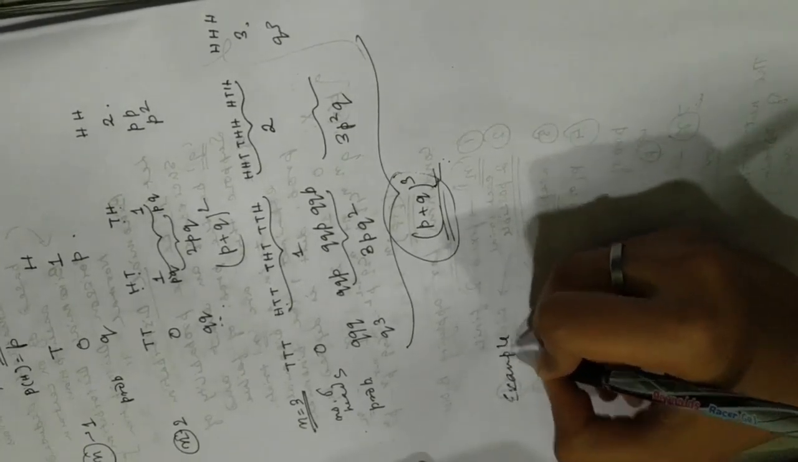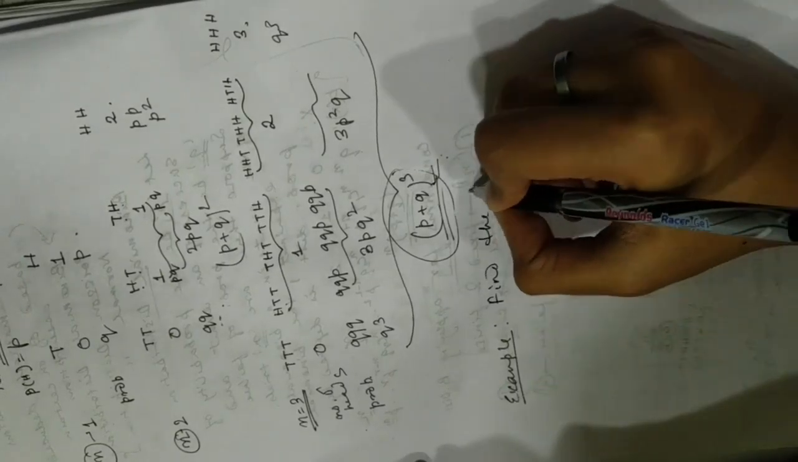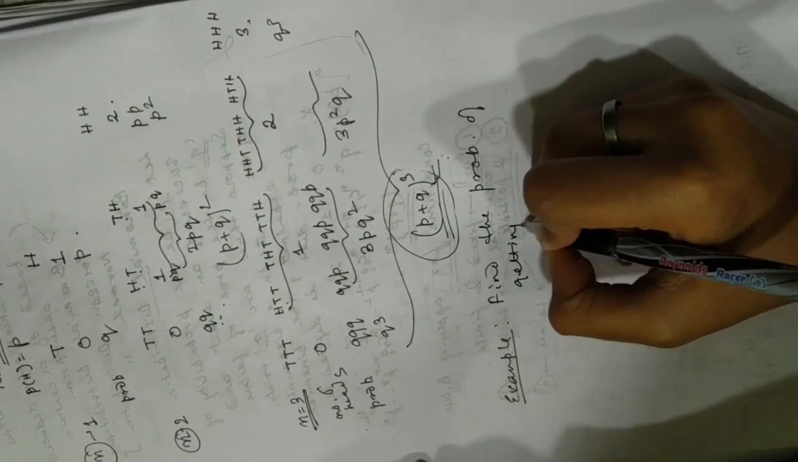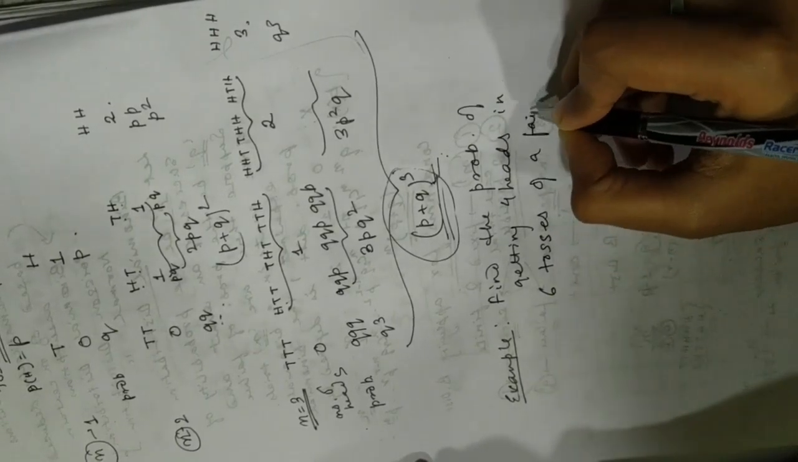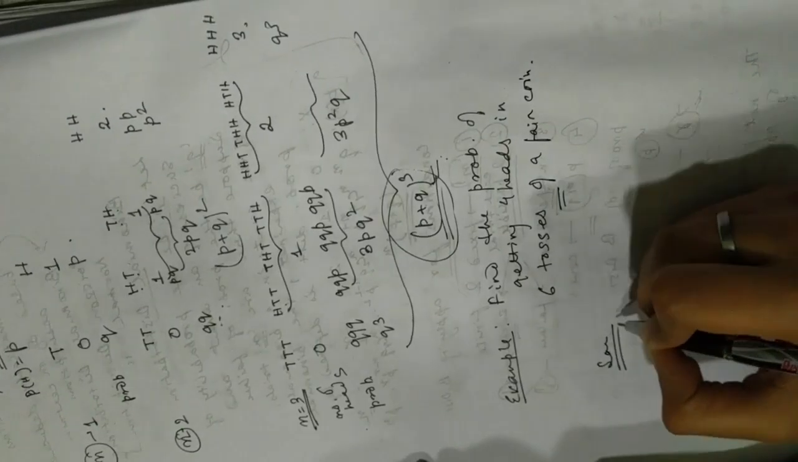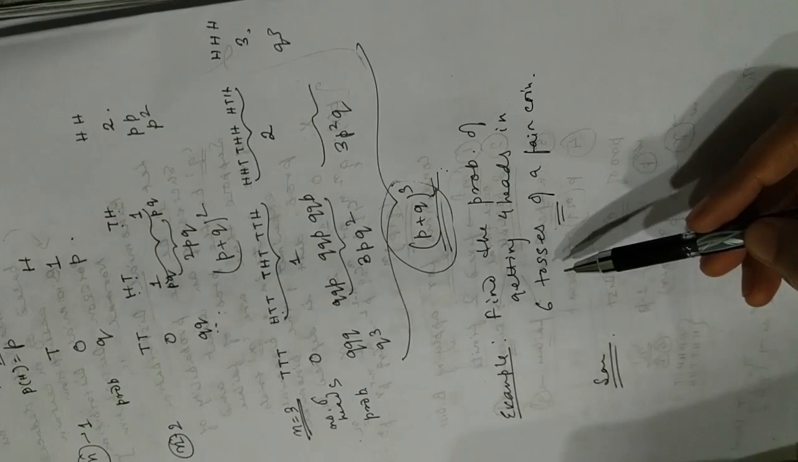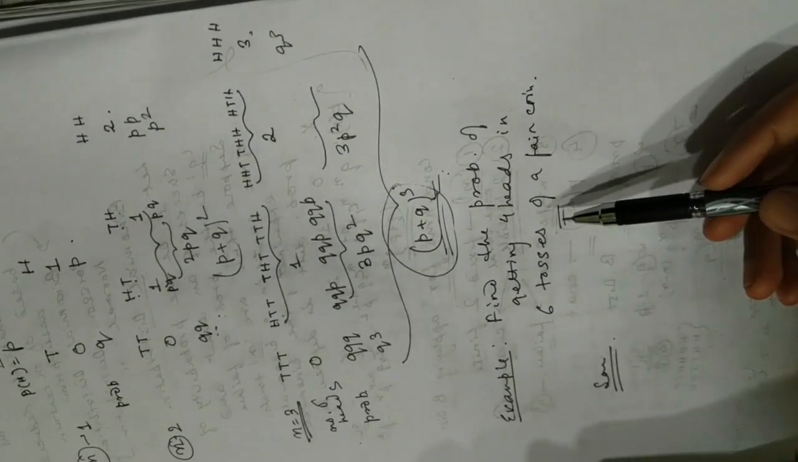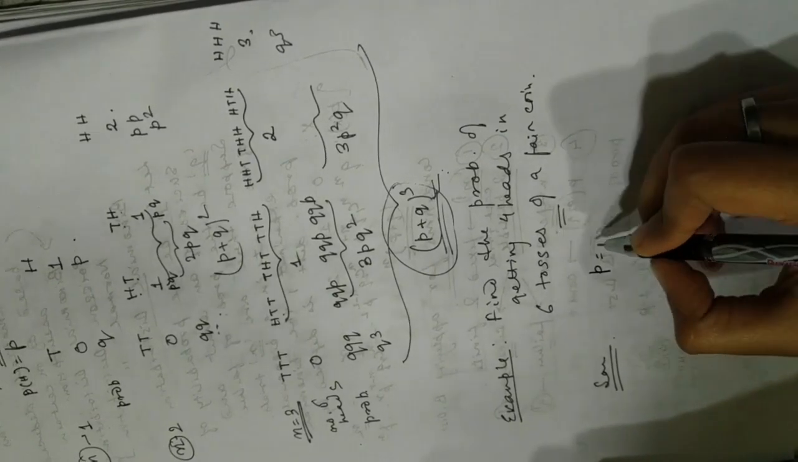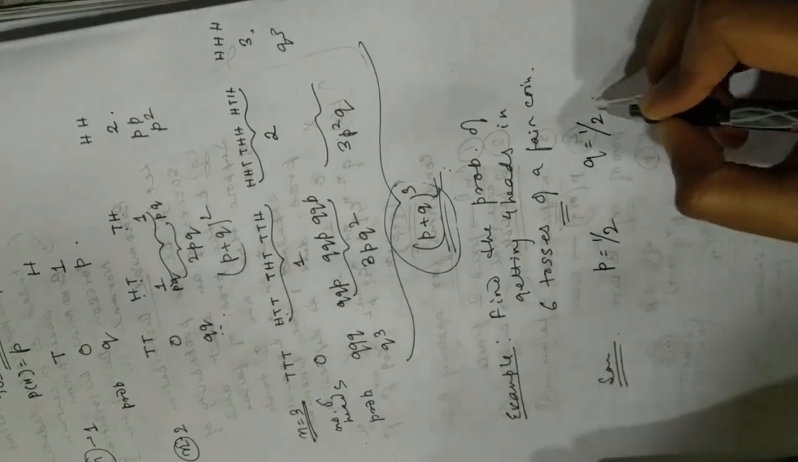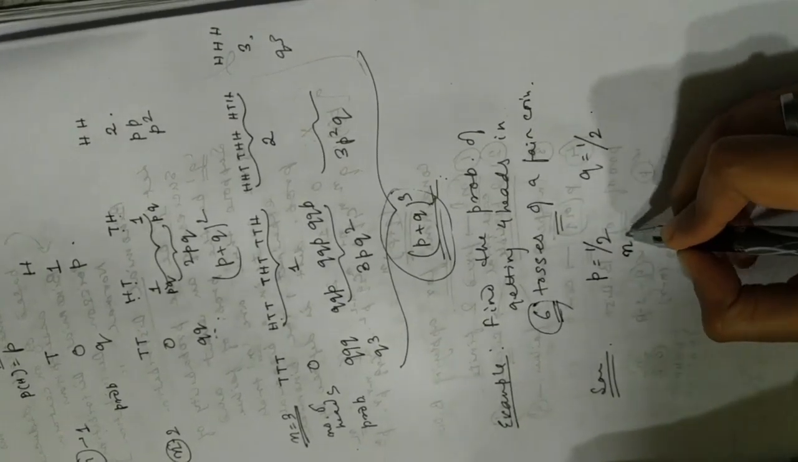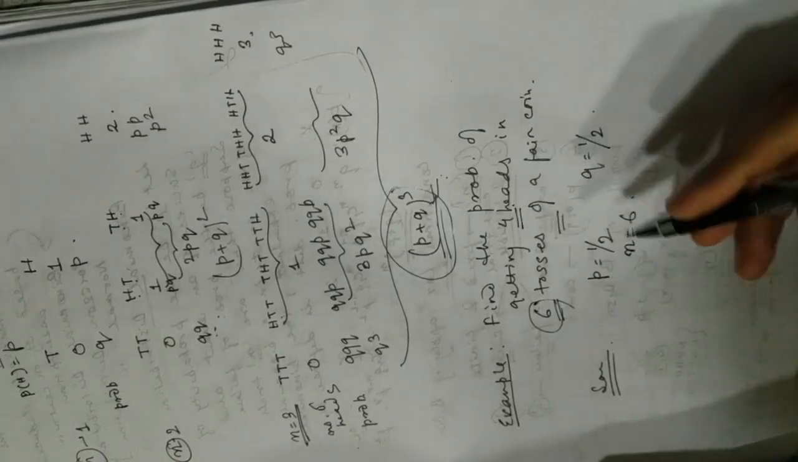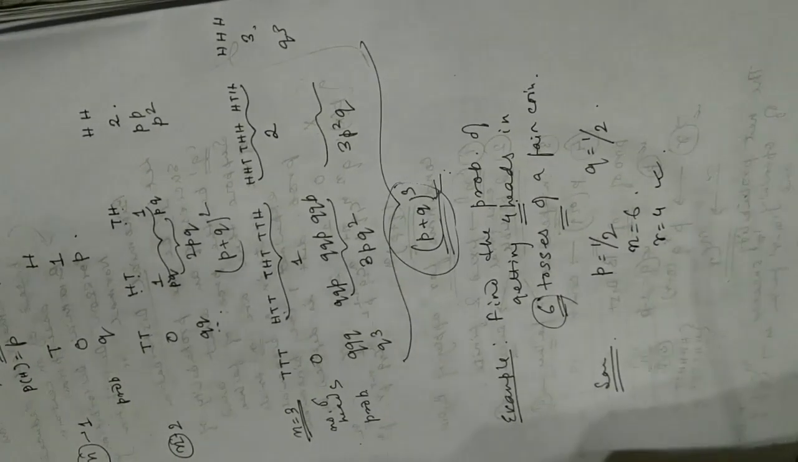Say for example, find the probability of getting four heads in six tosses of a fair coin. In each toss the probability of getting a head is 1/2 and the probability of getting a tail is 1/2. We know these probabilities are constant, and the number of tosses is six, so it is finite, so our conditions are fulfilled. Now we want the probability of getting four heads, so our r is equal to 4, that is, the number of successes is 4.